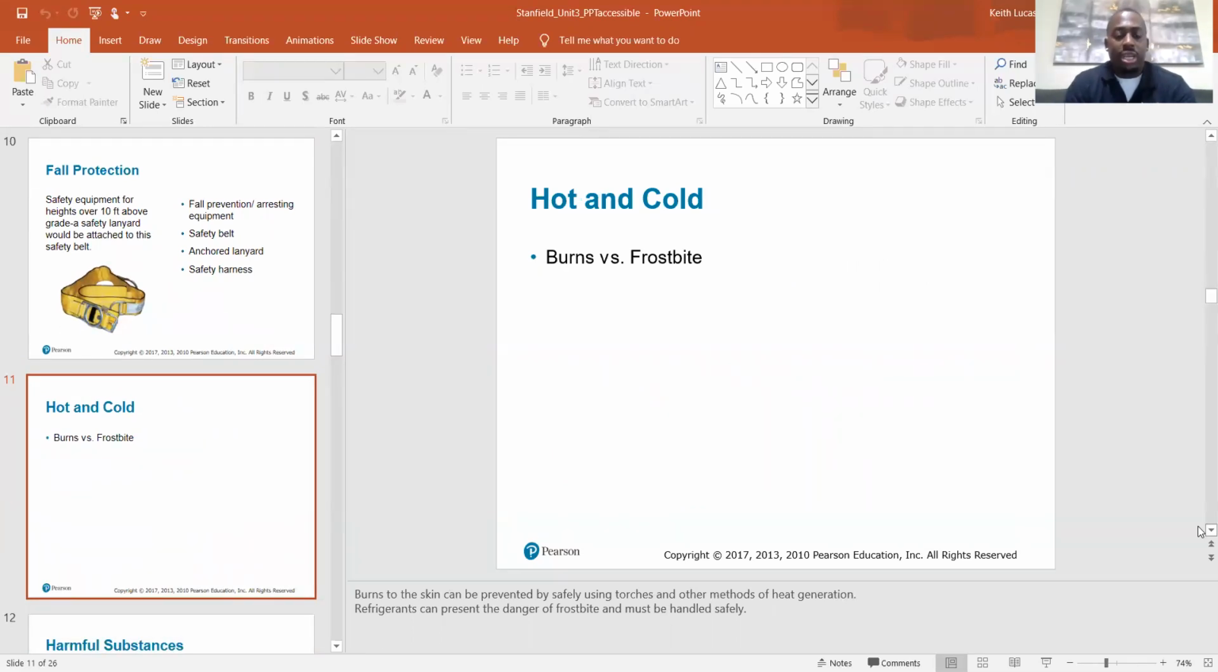Hot and cold, burns and frostbite. Burns to the skin can be prevented by safely using torches and other methods of heat generation. Refrigerants can present the danger of frostbite and must be handled safely.